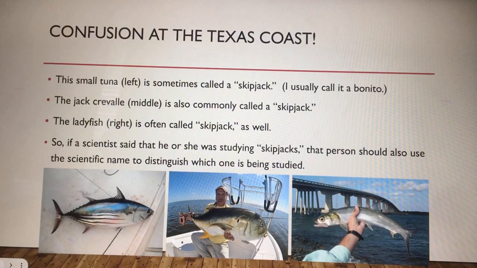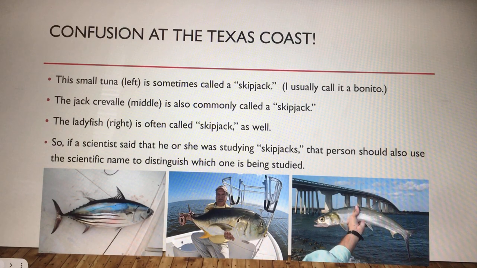And I'm kind of sticking to Texas here. Here's another Texas example. You see three different fish there going from left to right. You have one called a bonito. In the middle there, you have a Jack Crevalle. I once caught a 33-pound Jack Crevalle out of Port Aransas, one of the biggest fish I've caught. And then finally on the right is one called a ladyfish.